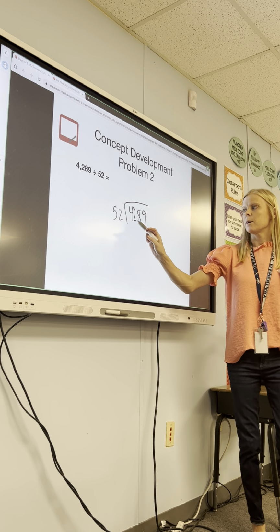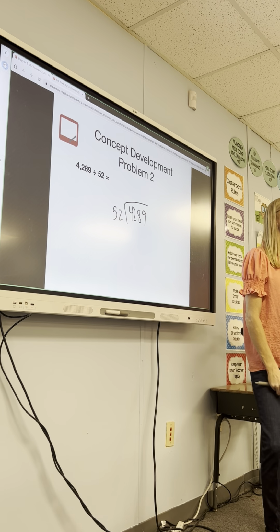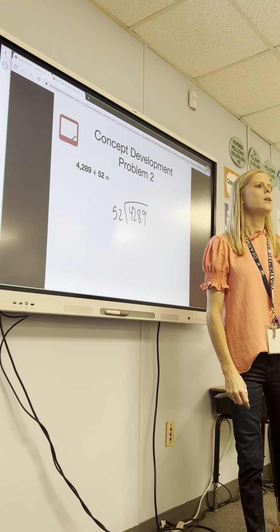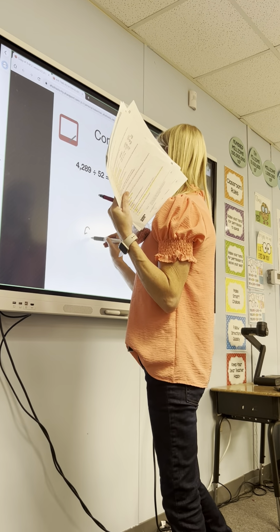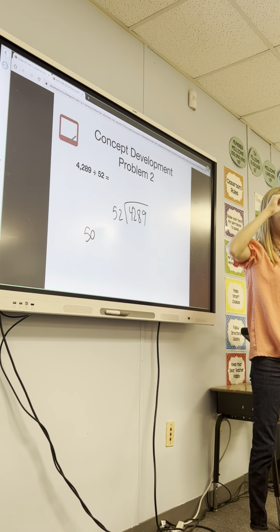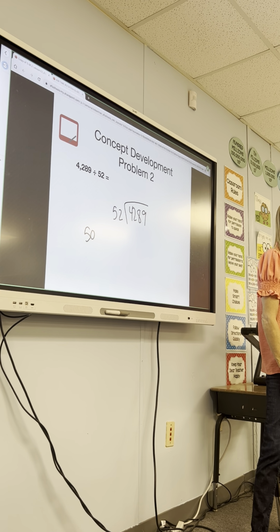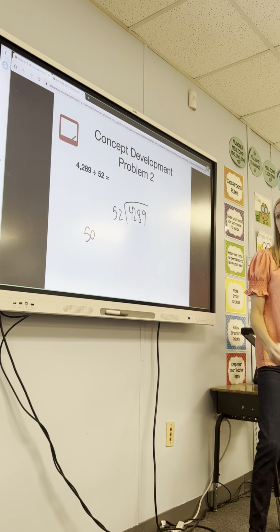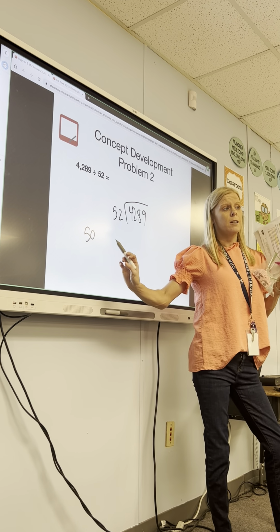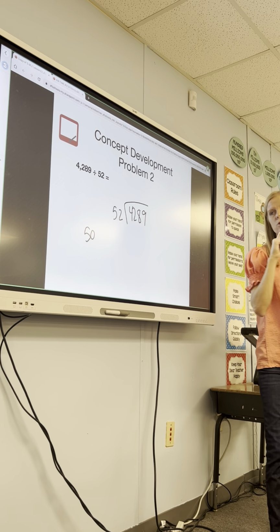So let's start it. What could we change 52 to do an easy estimate? Gordon? 50. Good. And what could we change 428 tens to, to make it evenly divisible by 50? Satirlin? 420. 420 wouldn't evenly divide by 50, but you are very close. What's a number that would go evenly into it, Carson? 400. Good.